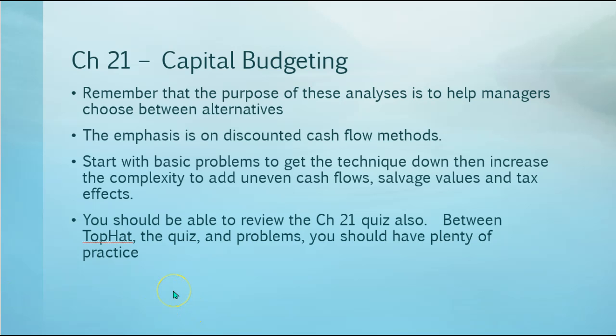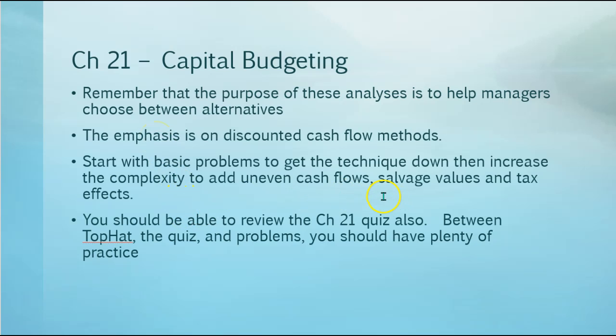And then with capital budgeting, we just finished this, so it should be pretty fresh in your head. You want to remember that the purpose of these analyses is to help managers choose between alternatives. That's the real point, and the emphasis is on discounted cash flows. The emphasis is really on trying to get present value for numbers, because that's the only way they're really comparable, especially if you're dealing with big dollars or if interest rates go up. It makes a really big difference.